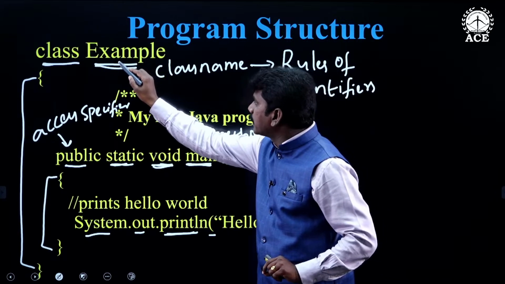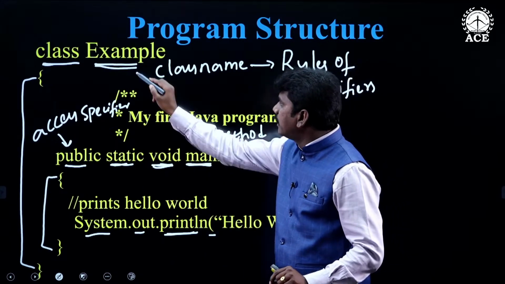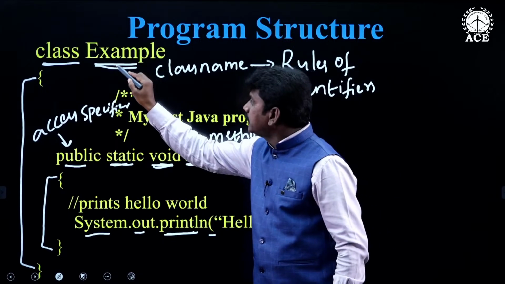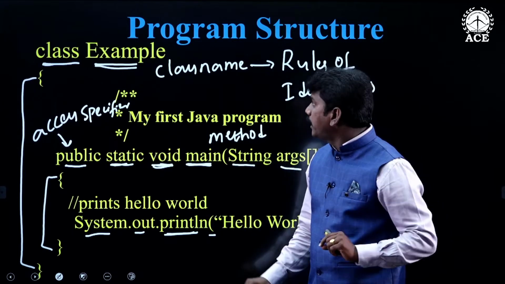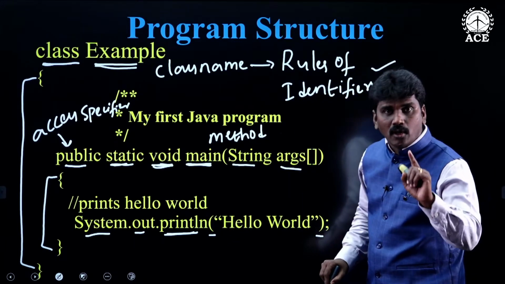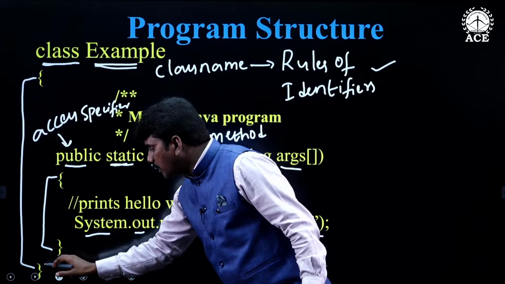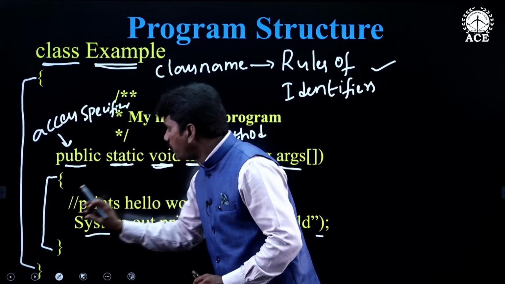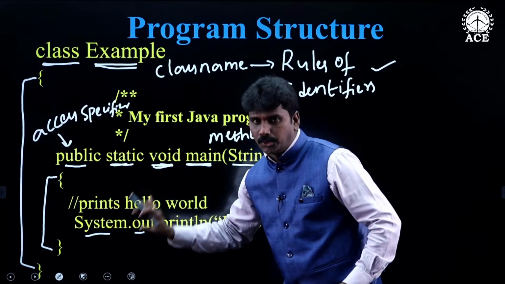For example, here is the name of the class. The name is our choice, but while taking the name we have to be cautious to follow the rules of an identifier, and then the opening and closing braces. So this is the scope. Like that, we have seen one main method also.